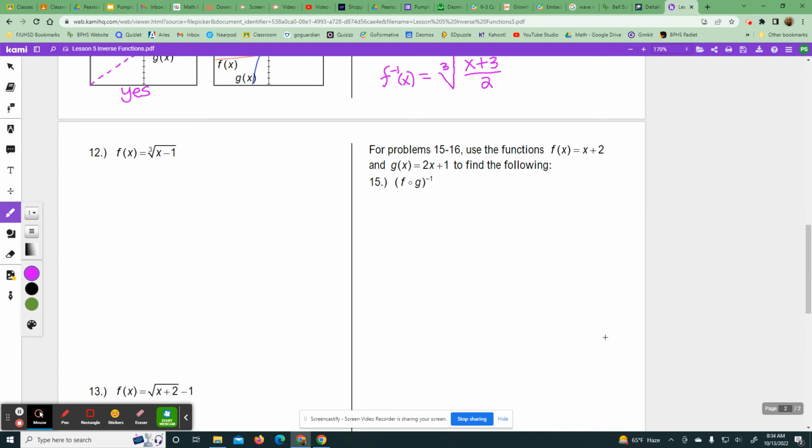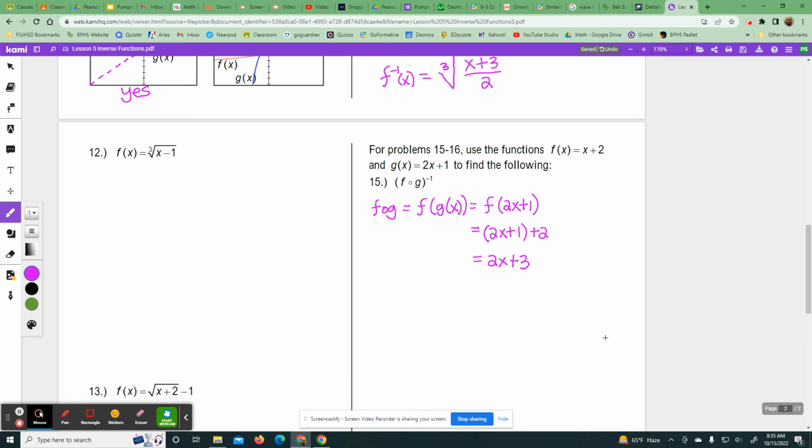So we're going to find F composition G inverse. So the first thing we're going to do is find F composition G. So F composition G is F of G of X. So that's F of 2x plus 1, which of course I'm going to take 2x plus 1 and plug it into F. So that would be 2x plus 1 plus 2, which is 2x plus 3. So that's F composition G.